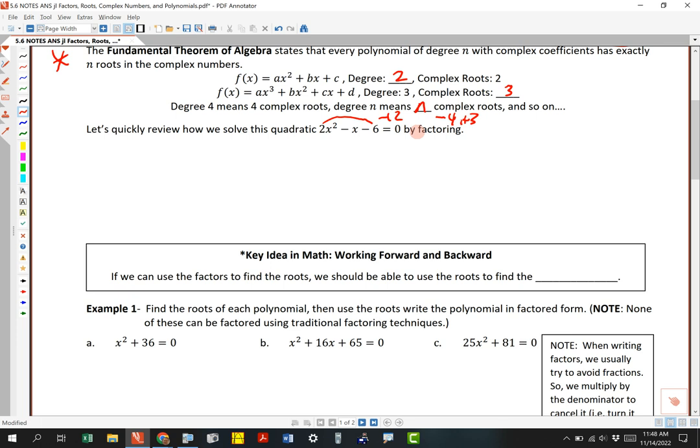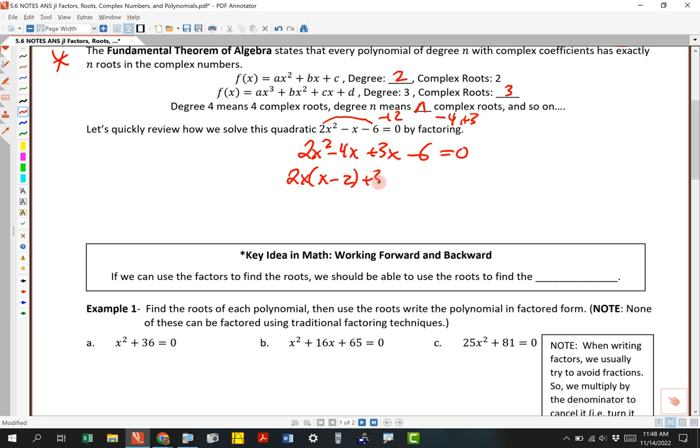Okay, so I'm going to factor this one by grouping and see what we end up with. So this is going to be 2x squared minus 4x plus 3x minus 6 equals 0. I've got 4 terms, but I grouped it a certain way. I wrote them this way. So this is going to be, I take out a 2x. I'm left with an x minus a 2.